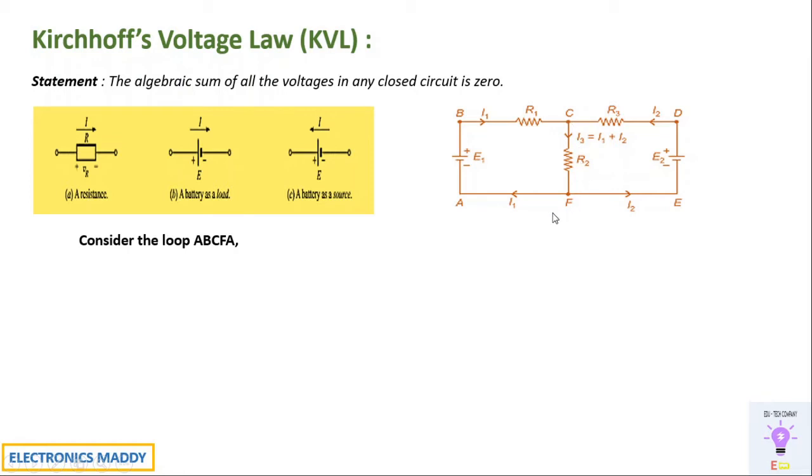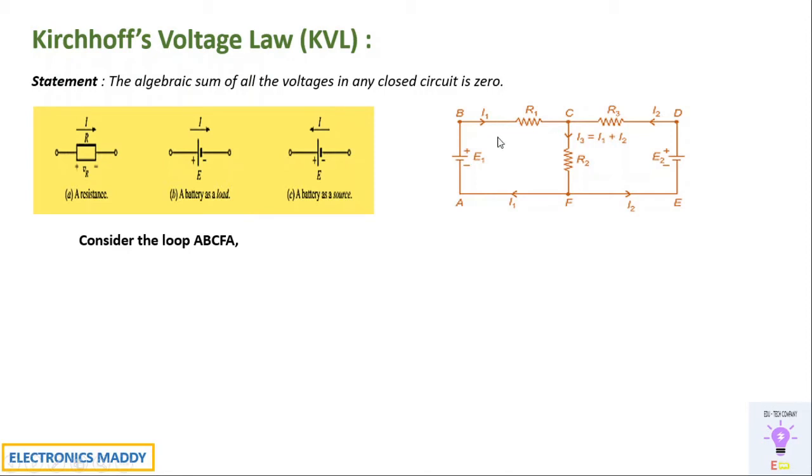So be very careful with respect to understanding this. It's clearly mentioning the algebraic sum of all the voltages in any closed circuit. That means the circuit should be closed before applying KVL. You cannot apply KVL for an open circuit. This is the common mistake that everyone makes, especially with the thought processes involved in higher studies. So be very careful with these basics.